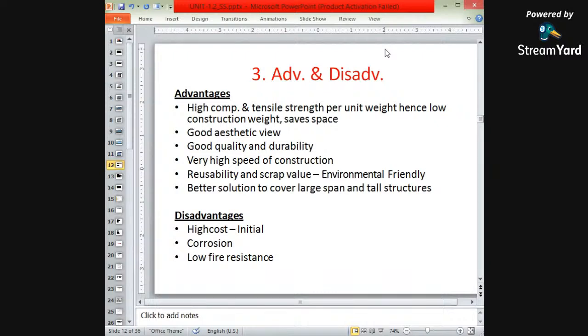And also the durability. Durability is nothing but the time span. For 50 years, for 100 years, the strength of steel remains durable. For a longer lifespan, the durability of steel is more. Again, the fourth point is the very high speed of construction. The time required for construction is less as compared to RCC structures.